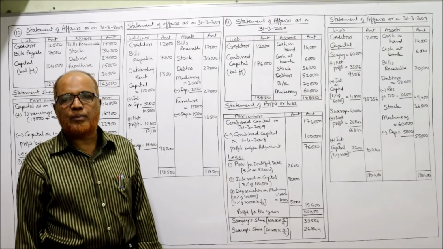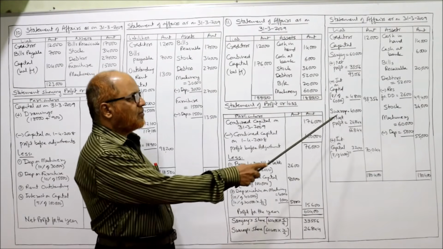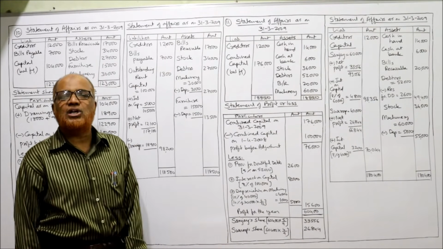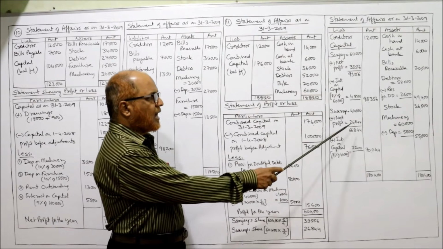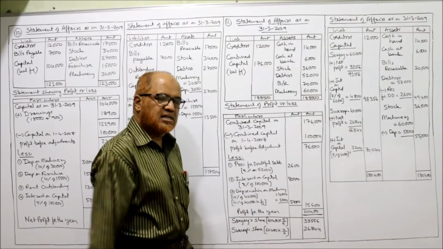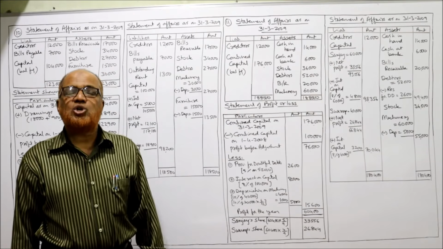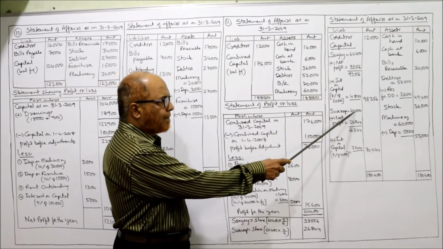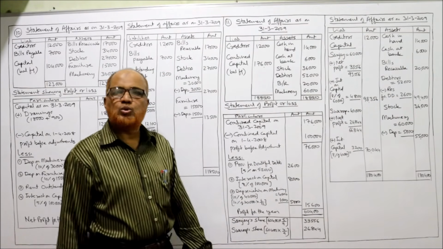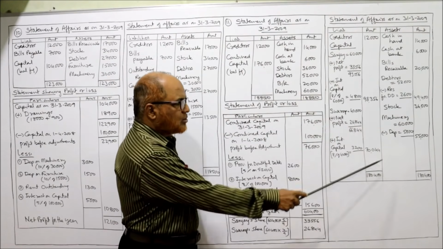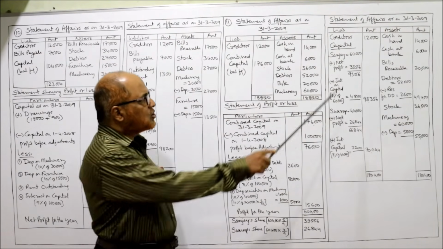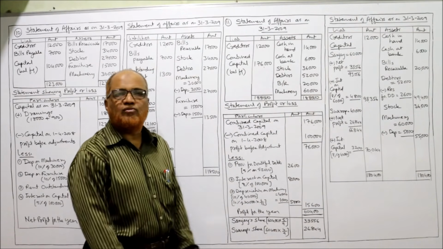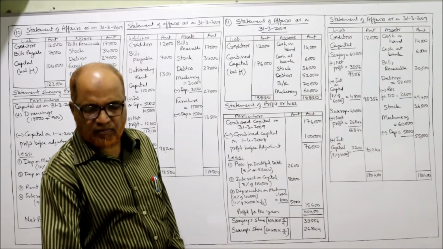Now capital of Swarup. At the beginning of the year, Swarup's capital was 40,000. How much share of profit is he getting? 26,844 is the share of profit. Add up 26,844, 66,844. Add interest on capital at the rate of 8%. What is the capital of Swarup? 40,000. So 8% of 40,000, 3,200. Now add up, 70,044. That's all. Take the total of the liability side, 1,80,400. Asset side total, 1,80,400. That's all. Balance sheet tallied. Statement of affairs tallied.